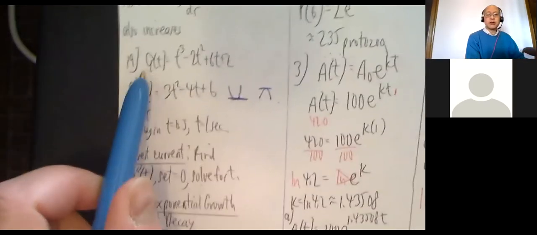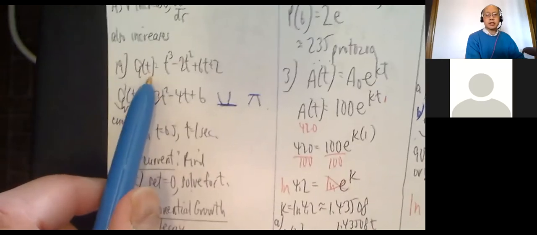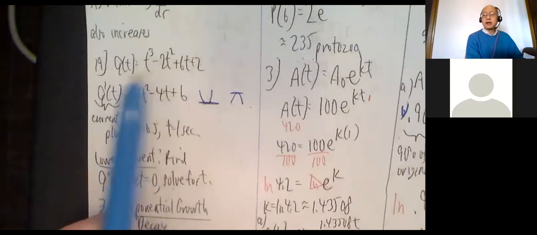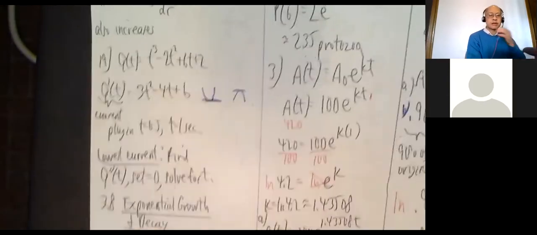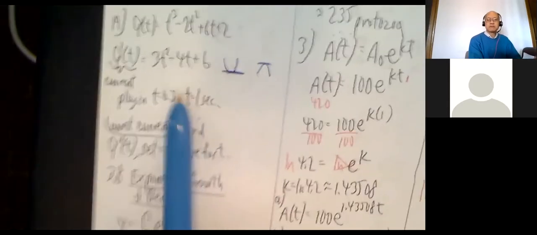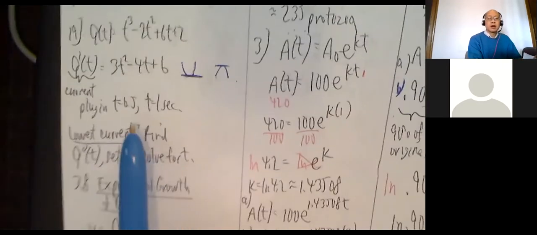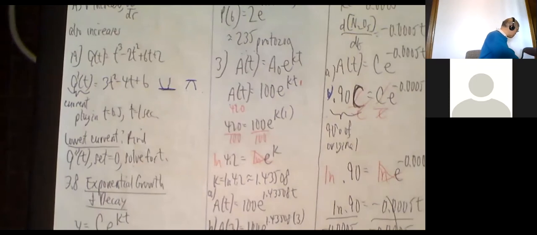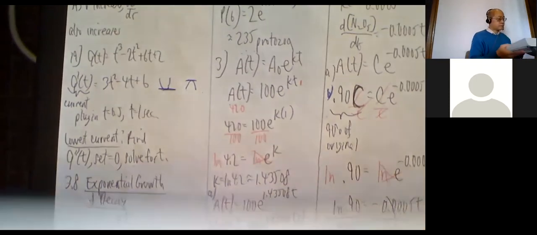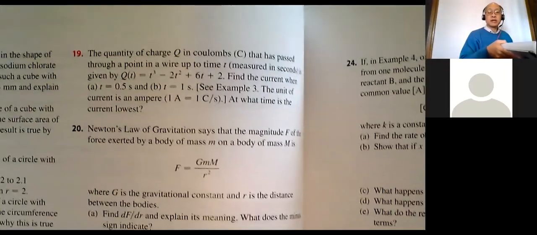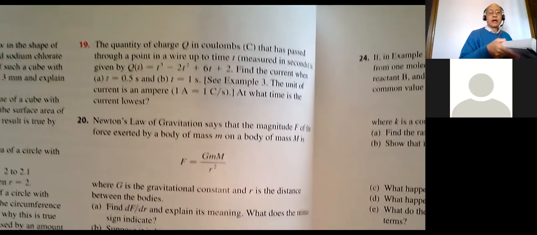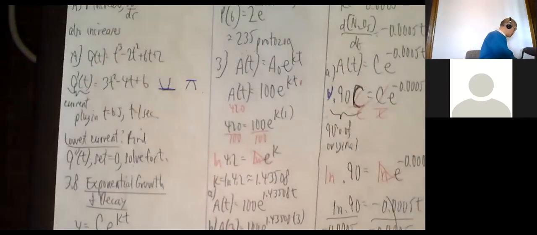So here's a charge function, charge measured in coulombs in electricity. The derivative is the current. So Q prime is 3t squared minus 4t plus 6. Then it says plug in 0.5 and 1. I'll let you do that on your own. So plug in 0.5 and 1 to the derivative. And then it says at what time is the current lowest?